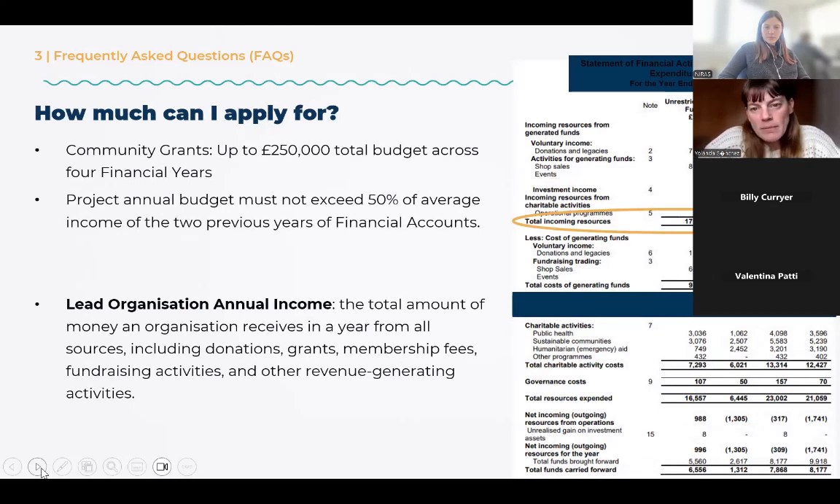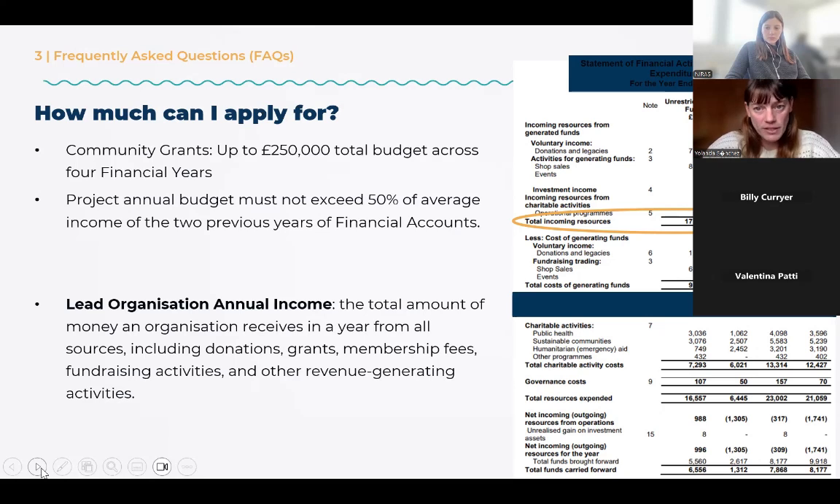So as has been said, the maximum is 250,000. It doesn't mean that you can apply for all this amount. The most important thing is that your project annual budget must not exceed 50% of the average income of the two previous years of the financial accounts. So the lead organization's annual income is the total amount of money the organization receives in a year from all sources, including donations, grants, membership fees, fundraising activities, and other revenue-generating activities. So you have to sum all these incomes, split in two, and then you will have the total for each year you can apply for.